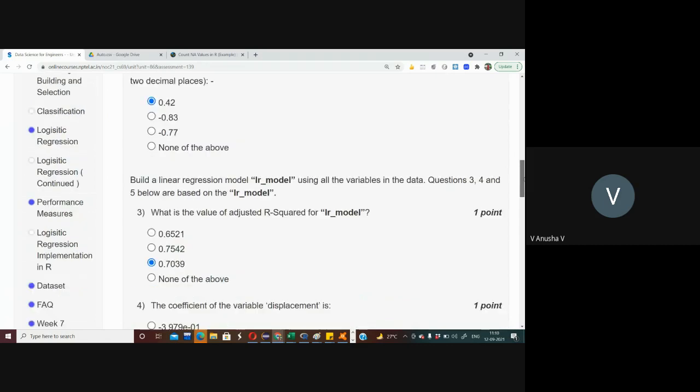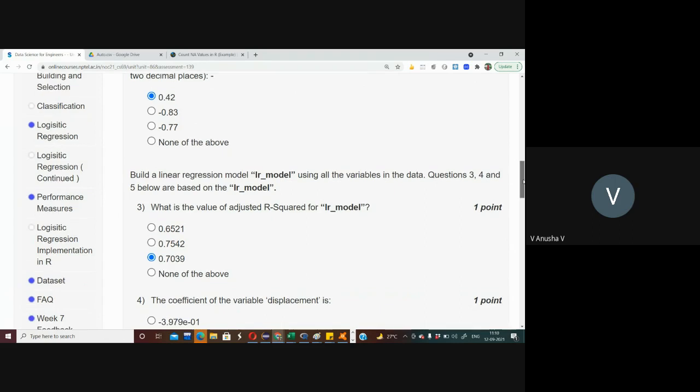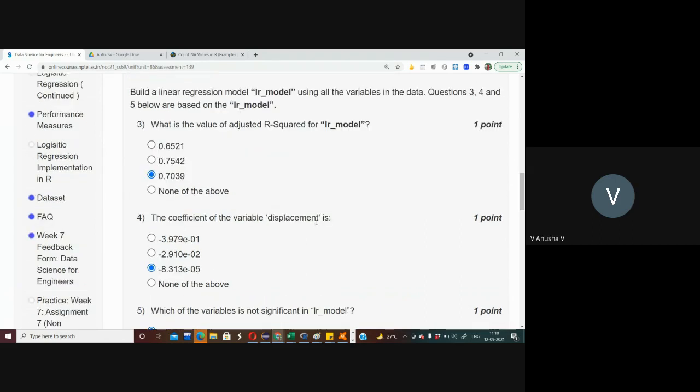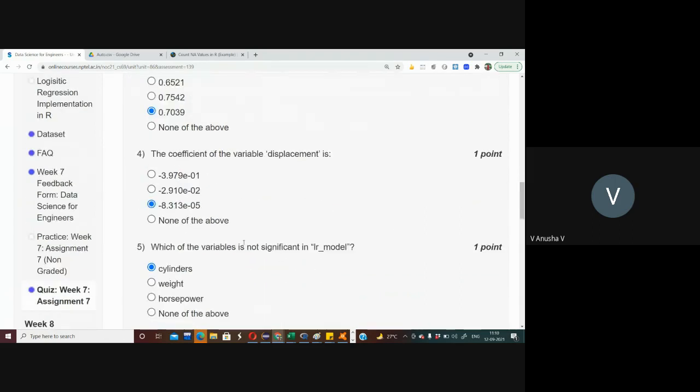Now they are saying build a linear regression model, LR model, using all the variables in the data. The third, fourth, and fifth questions will depend on this LR model. Third, what is the value of adjusted R square? For this LR model, you have to find the adjusted R squared. Next, the coefficient of variable displacement, and which of the variables is not significant in the LR model.